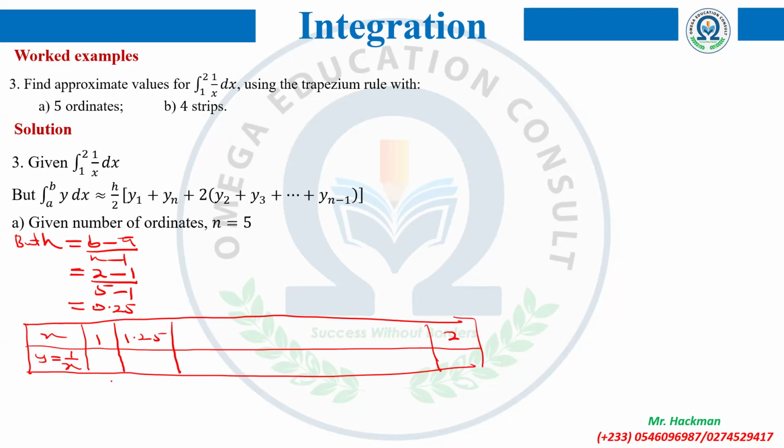Then after that, you use your calculator to generate the y values here. Find the y values. Then go and write there the integral from 1 to 2 of 1 over x dx will be approximately equal to h, which is 0.25 over 2, then into your first y value plus the last y value plus twice the other y values in between, you close it, and you are good to go. The rest will be calculator work.